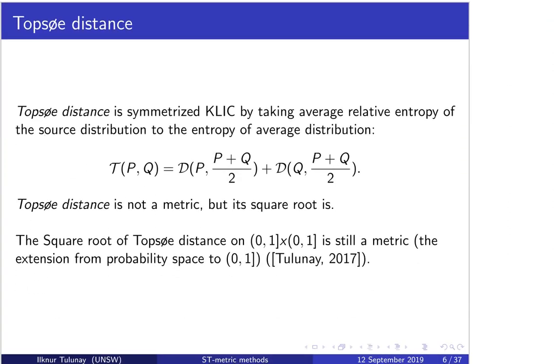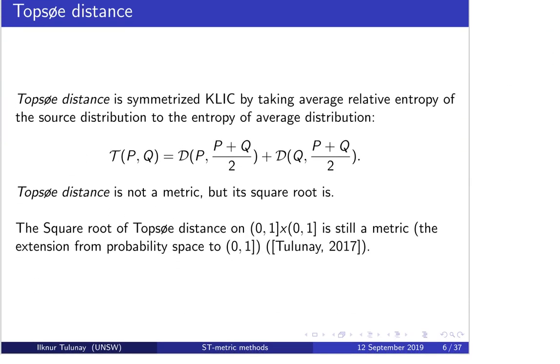Another relevant concept: if you take P and Q, two probabilities, and average them to get the midpoint, take the symmetrized relative entropy, and then sum it up, this distance is called the Topsoe distance. It was introduced by Topsoe. This is not a metric, but it is a square.